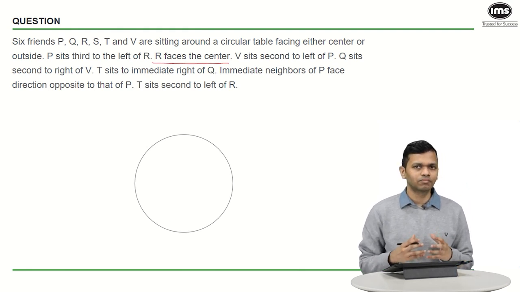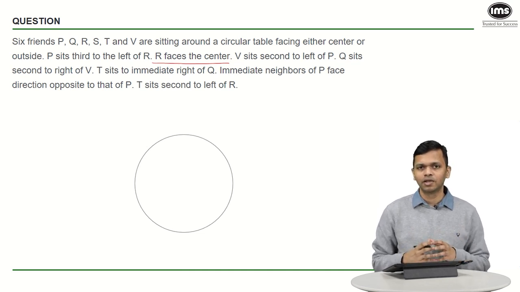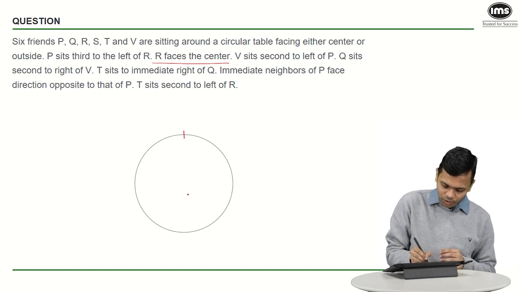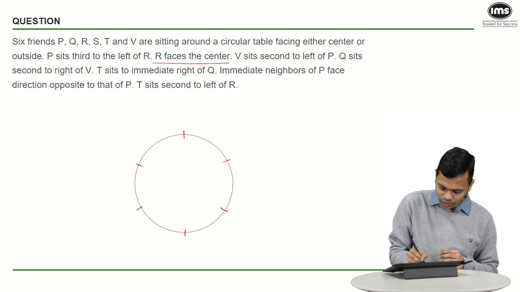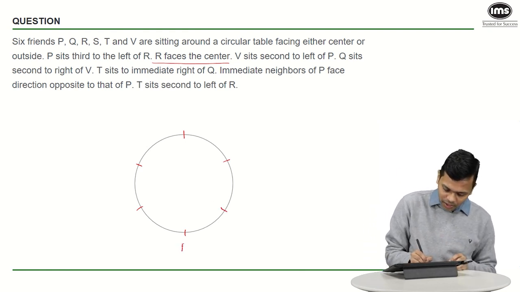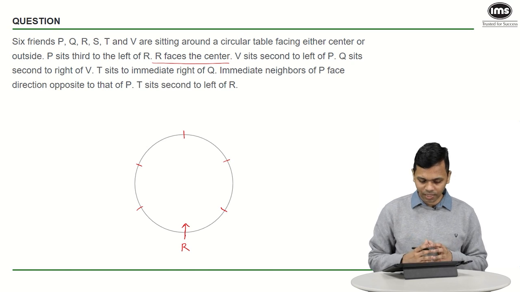And whenever you're solving questions on circular arrangement, you will have either 6 people or 8 people. Make sure that you put them in symmetrical manner. So what I'll do is I will draw 6 places first of all. And they are, of course, as you can see, equidistant. R faces the center. I'm just going to place R here. Now it doesn't matter where you start. I could have placed R at some other location as well, but I'm going to place R here. So R faces the center.